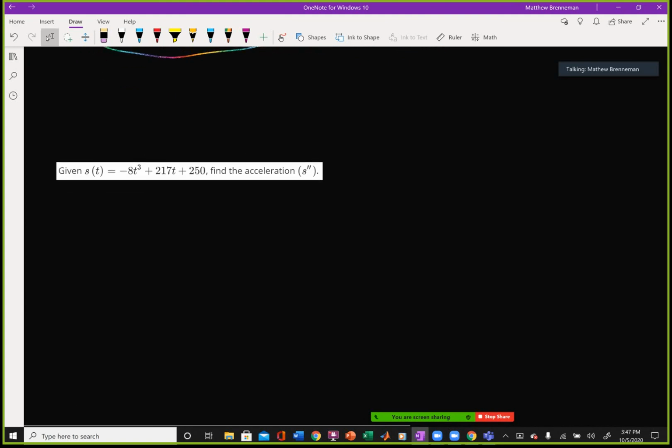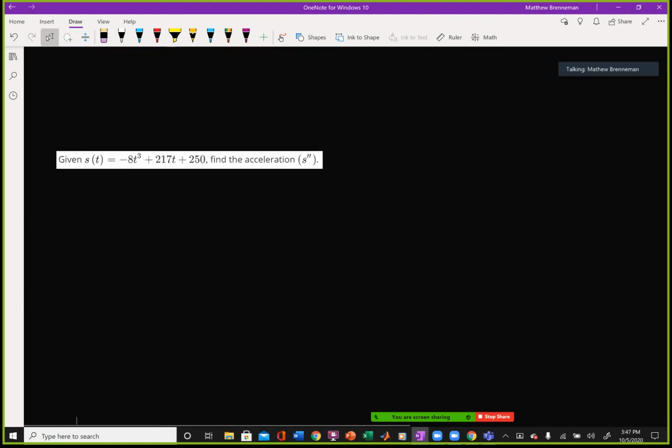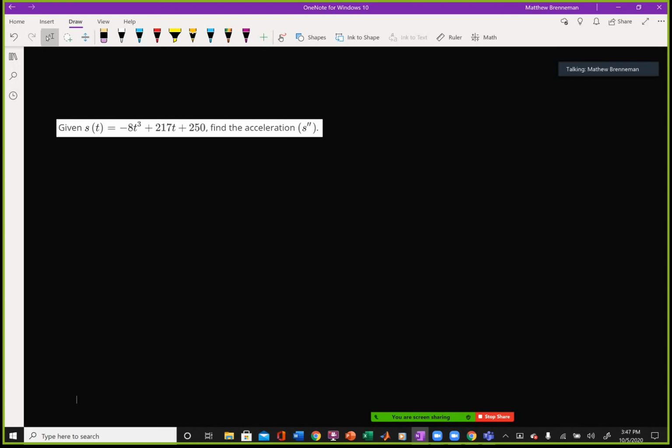So now they want us to do an application. They're going to ask us to find the acceleration. So we're just going to take the derivative twice. The first derivative, same sort of deal. I have a sum of power functions, so that's not going to pose a lot of problems. For the first term, I'll bring down the 3, and I'll have a minus 8 times 3, which, if my calculations are correct, is 24. And taking 1 away from the exponent, I'll have a squared. And of course, 217 times t just leaves me 217.